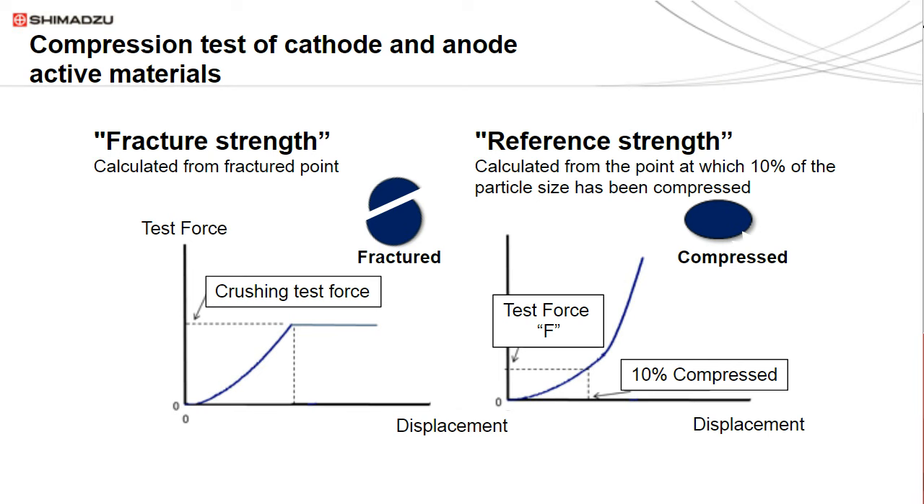If the particles are crushed and deform without breaking, the graph will look like this at the break point. There won't be a clear break point like the fracture strength. So therefore, the reference strength is obtained by taking it at a certain point of deformation.